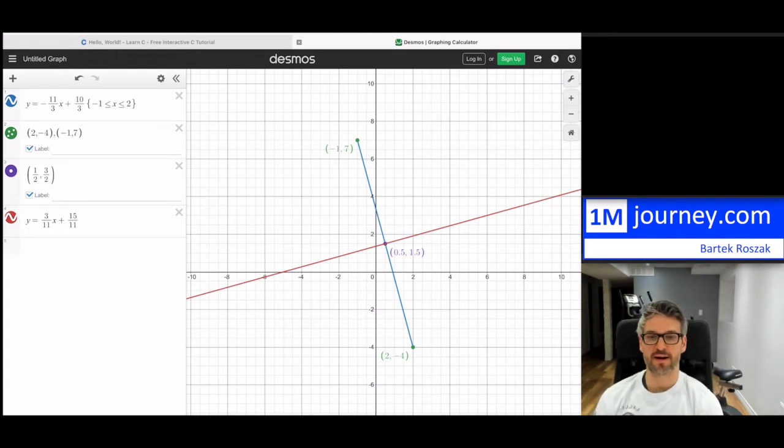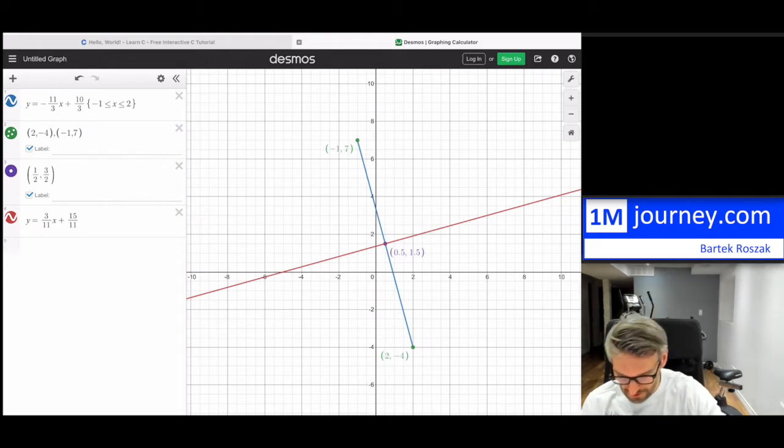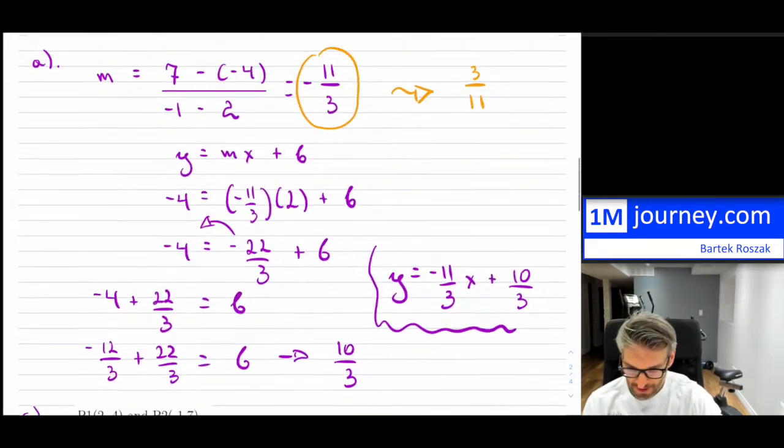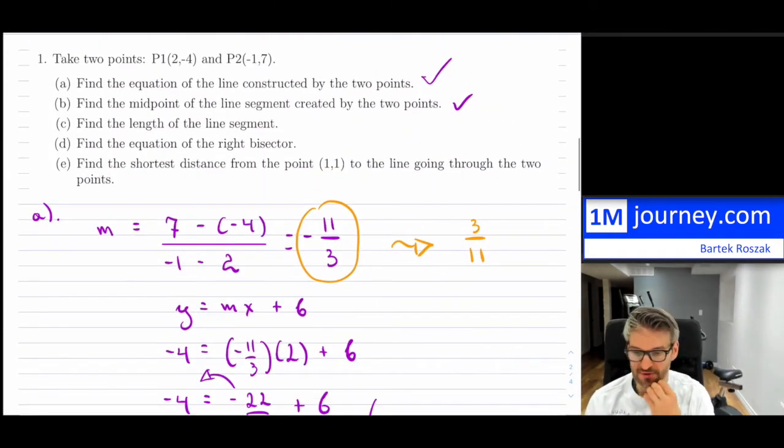So it cuts it in half, goes through the midpoint, and is perpendicular to it. So that's what we would do for that example. Now, what else is remaining? If I go back here, so E, so find the shortest distance from the point 1, 1 to the line going through the 2 points.